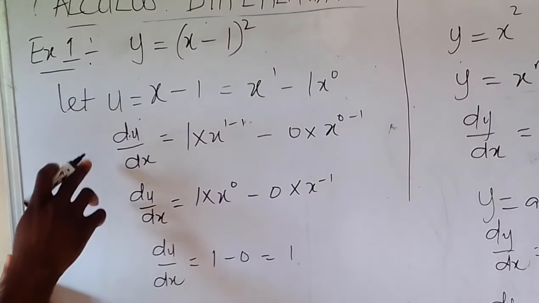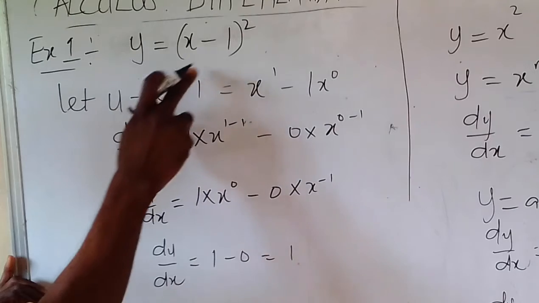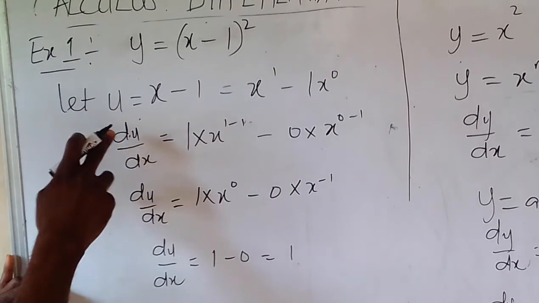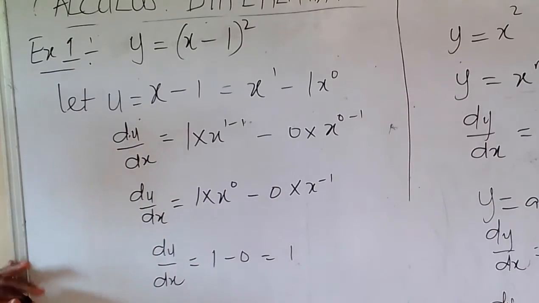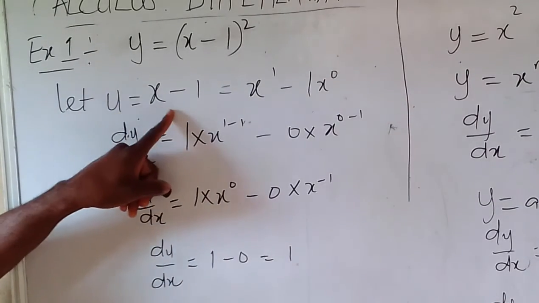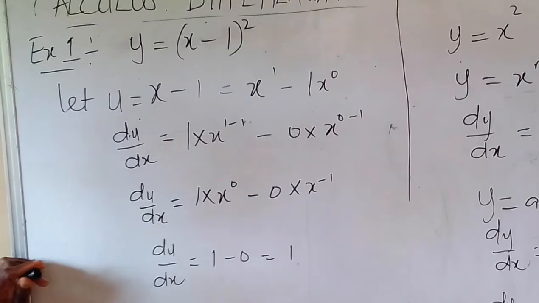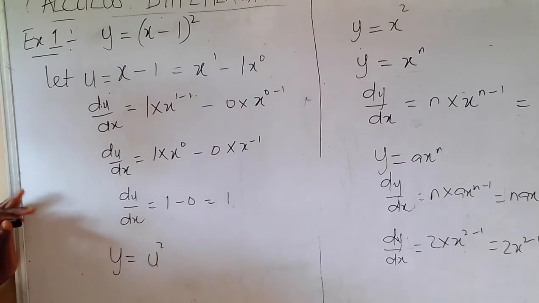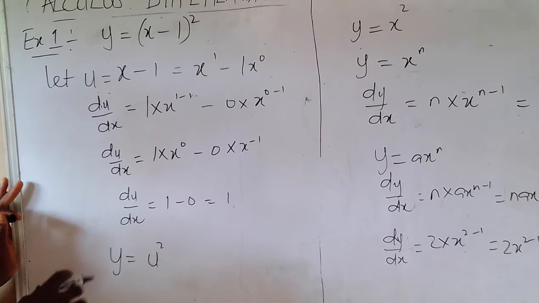Now, the first thing we did was to make u equal to what's inside this bracket. Then we said we have to find the differential of u with respect to x. Now, since u is equal to this, it implies that y from the question is going to be equal to u squared.